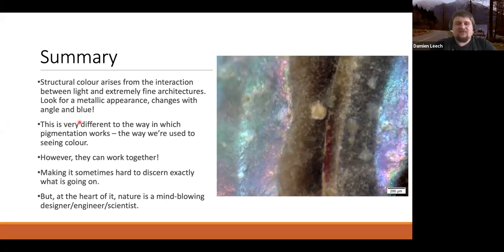This is really different from the way that we normally see color from pigmentation and things like paints and inks. These are the ways that we're used to seeing color. However, both structural color and pigmentation can work together in order to create even more vibrant colors. The unfortunate downside to this is that in nature there are so many systems, and even systems that are quite closely related can sometimes be quite different, and therefore it's really hard to make an assumption about what's happening in a system without looking at that particular one.